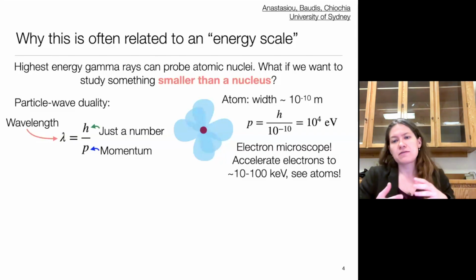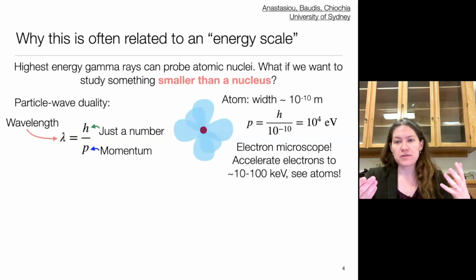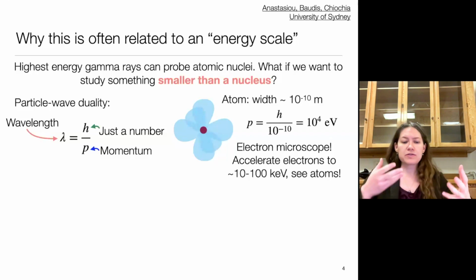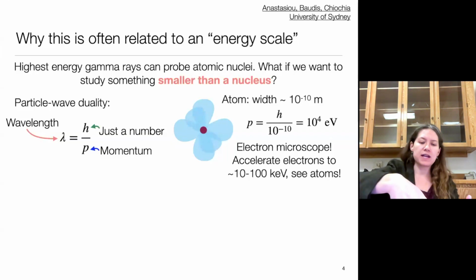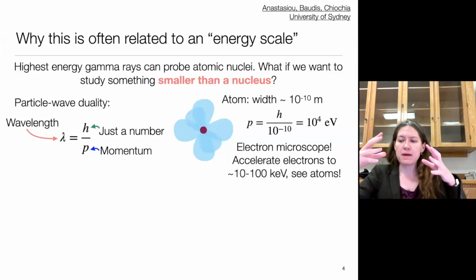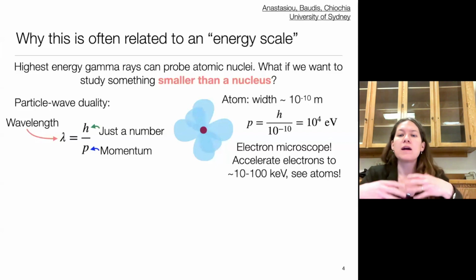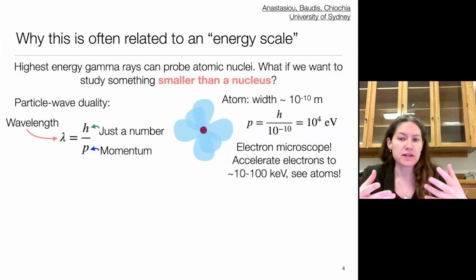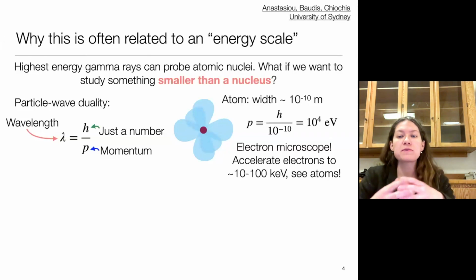So achieving 10 to the 4 electron volts of energy for an electron is something we can do in electron microscopes. So you can use an electron microscope to fire a beam of electrons at a material and look at what scatters back and use that to form an image. And because these microscopes work in the sort of 10 to 100,000 electron volt energy range, we can use them to make pictures of atoms.